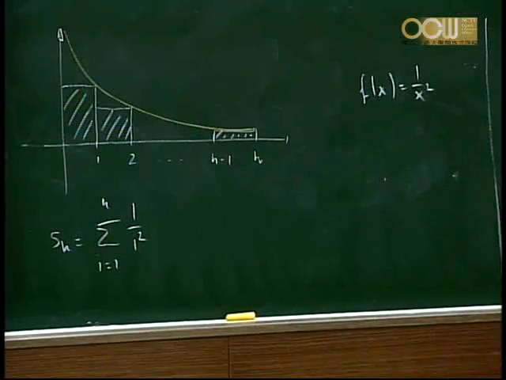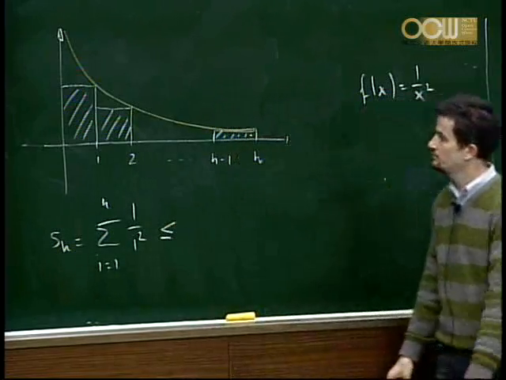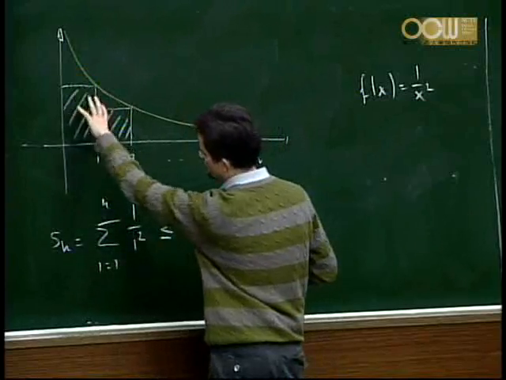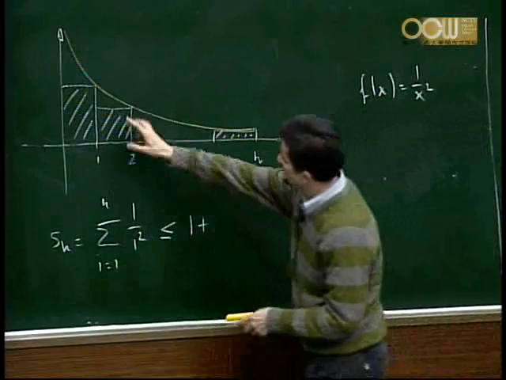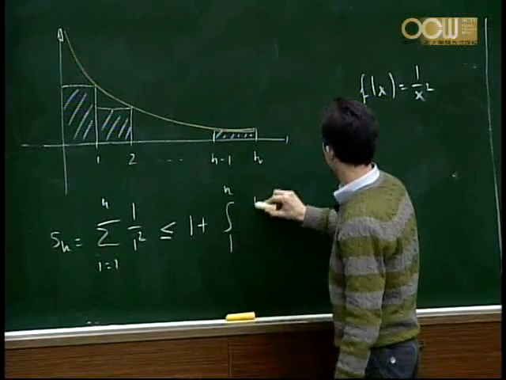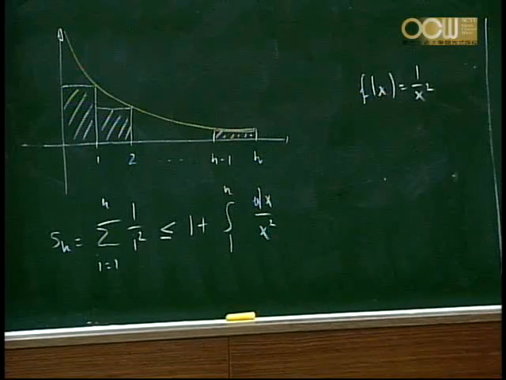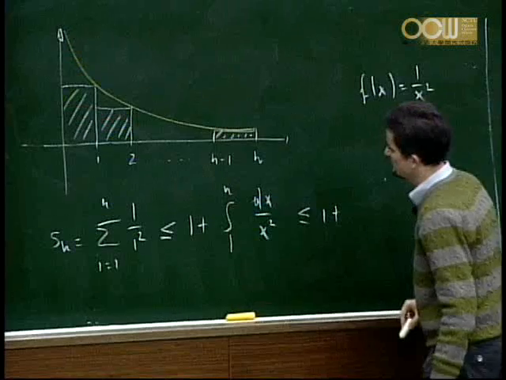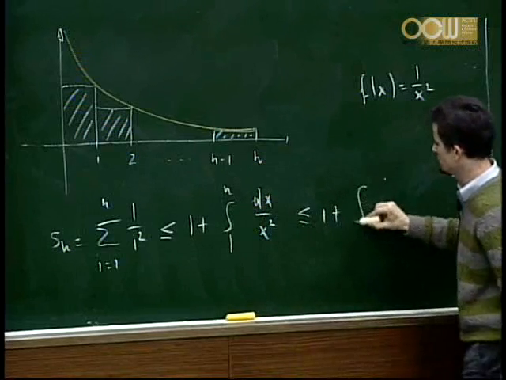But here you see that you can bound this sequence from above by, you take the area of the first rectangle out, which is 1, plus, and for the rest, just from this picture you see, it is smaller or equal than the integral from 1 to n of dx over x squared. Now, this is again smaller or equal than 1 plus, because this function is always positive, so you can extend the integration to infinity.